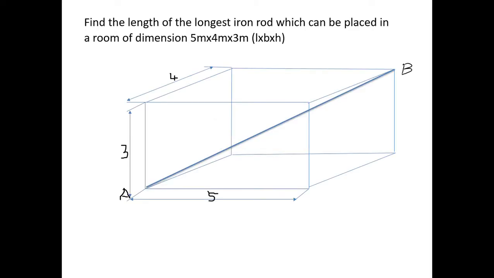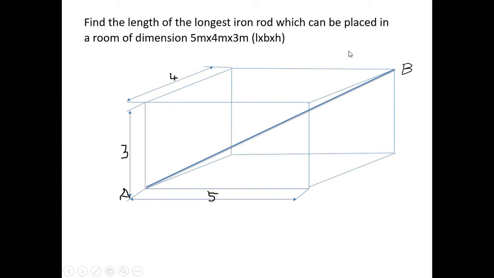First question is, find the length of the longest rod which can be placed in a room of dimension 5 meter by 4 meter by 3 meter, LBH. So you have to find the length of the longest rod which can be placed in a room of given dimension. Length is 5 meter, 4 meter is the width and 3 meter is the height.